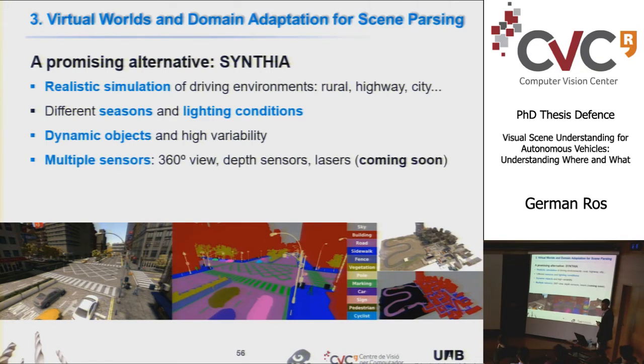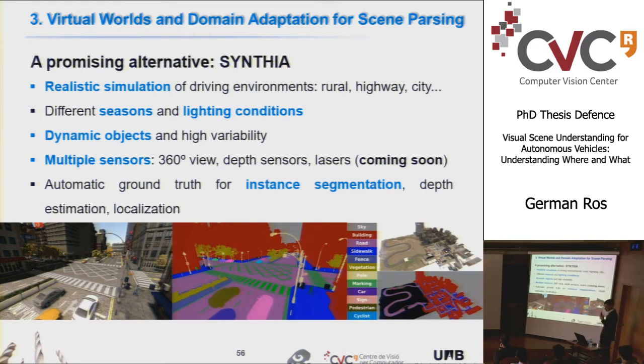And we have multiple sensors. We have 360 degree of view for RGB images, depth, and the semantic segmentation, of course, the labels. We are planning to incorporate lasers soon. And the most important thing is that we have automatic ground truth for instance segmentation, depth estimation, localization, change detection, and many other problems.